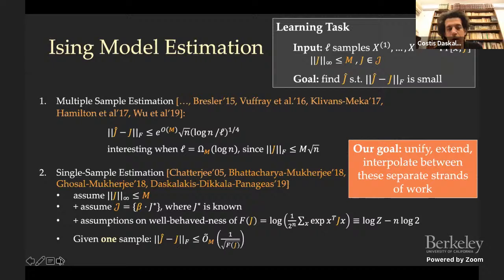So the goal of this work is to unify these two lines of work. Our goal is to unify these two separate strands of the literature and interpolate between them for varying values of L and different settings of this calligraphic J. And we also want to get richer results. So let's see what we can do.